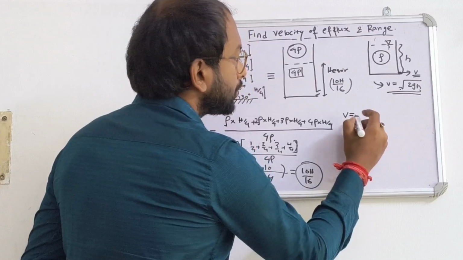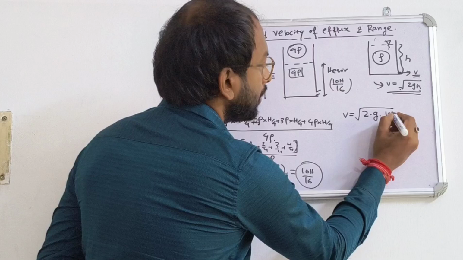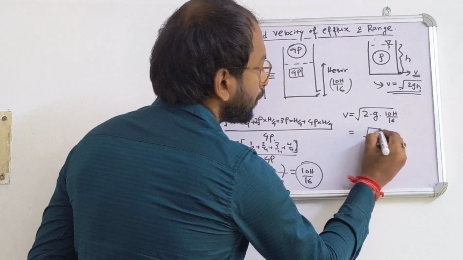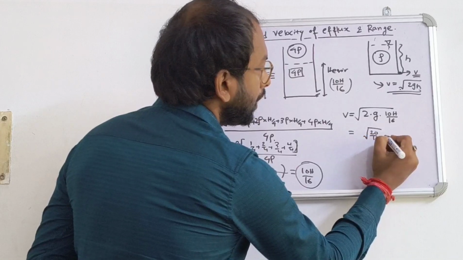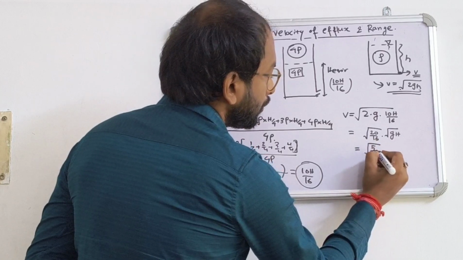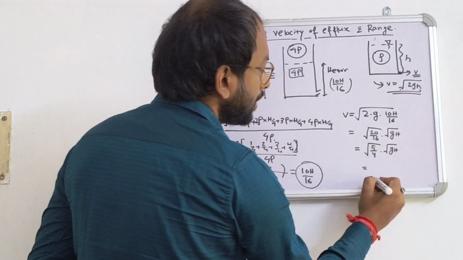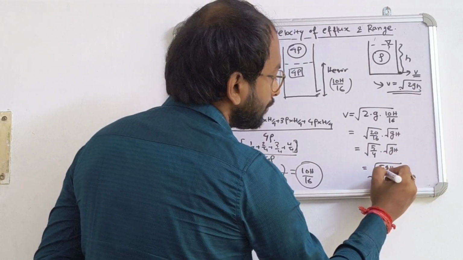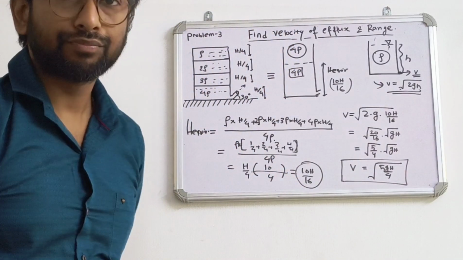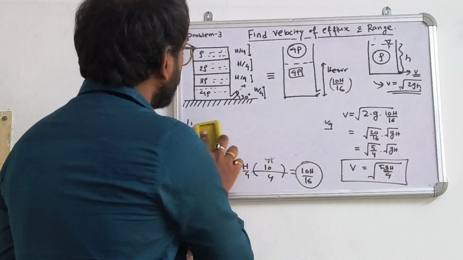V of efflux will be root over of 2g into the depth from the surface, which for this case is 10h by 16. So it will be root over of 20 by 16 into root over of gh. That will be root over of 5 by 4 into root over of gh. So we can write it as root over of 5gh by 4. That is the efflux velocity for this problem.